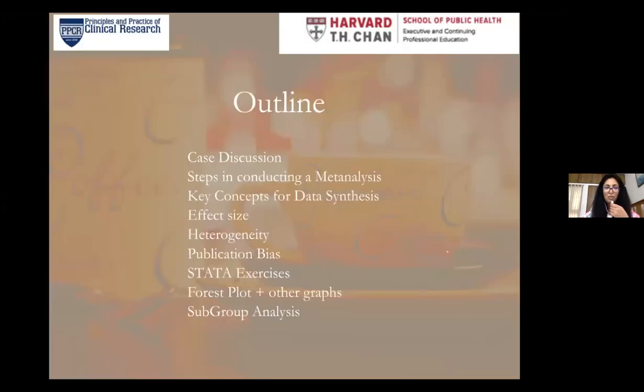So the basic outline is that we'll first do the case discussion, then discuss the steps in conducting a meta-analysis. How do we extract and synthesize data? Then we'll do some exercises on data, forest plots and other graphs, and also subgroup analysis, right?